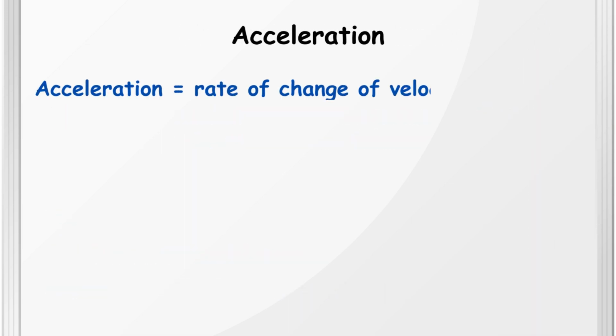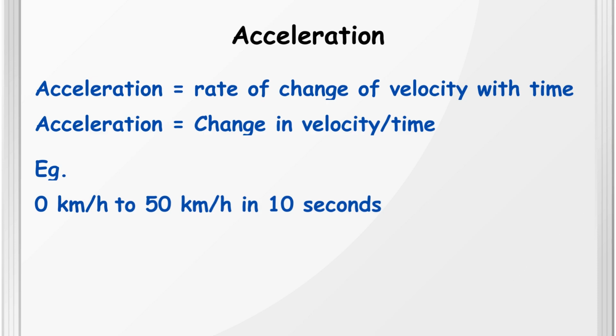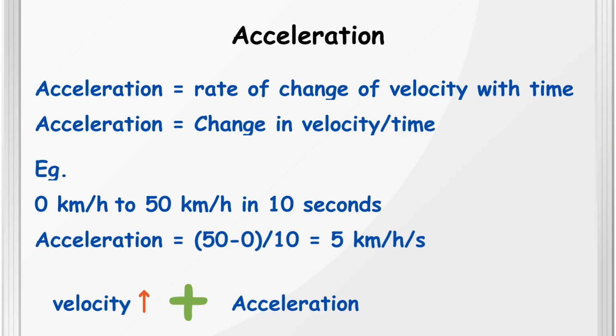Acceleration. Acceleration is the rate of change of velocity with respect to time. It is calculated by dividing the change in velocity by the time taken. For example, if a car's velocity changes from 0 km per hour to 50 km per hour in 10 seconds, its acceleration would be (50 minus 0) divided by 10, which equals 5 km per hour per second. Acceleration can be positive, that is when the velocity is increasing, or negative, that is when the velocity is decreasing.